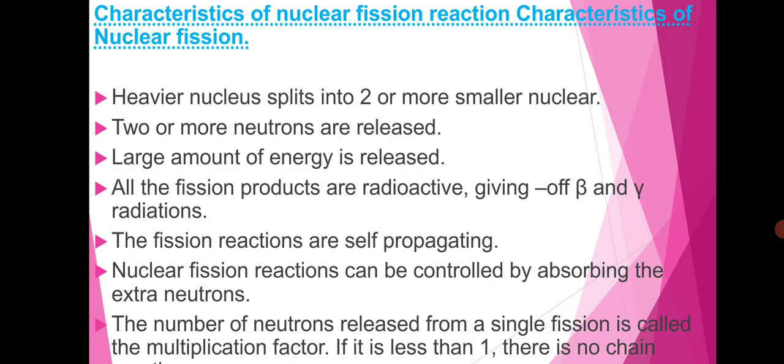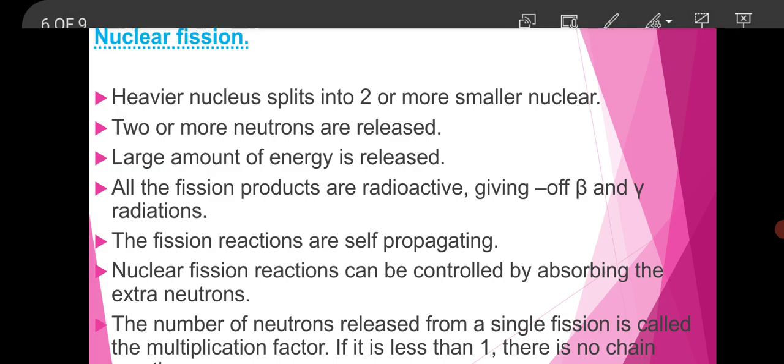The nuclear fission reactions can be controlled by absorbing the extra neutrons with the help of coolant rods. We absorb the excess number of neutrons, otherwise the reactor will explode. The number of neutrons released from a single fission is called the multiplication factor. If it is less than 1, no chain reaction occurs.